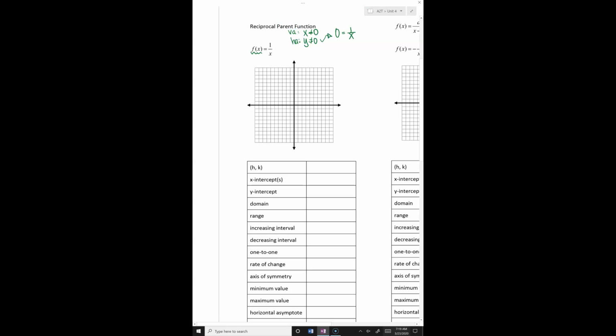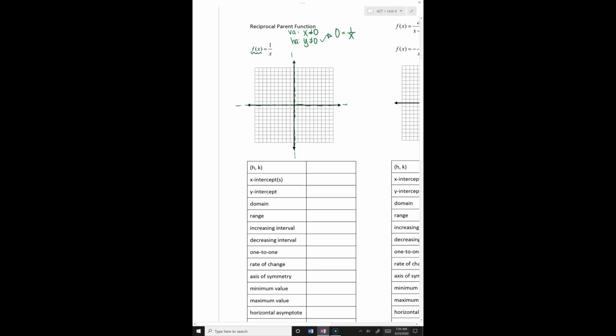We have a vertical asymptote at x equals 0. Asymptotes are drawn as dashed lines, and it's an asymptote because it's an undefined value. Okay, we can't intersect a vertical asymptote ever because it's a value that makes our function undefined. Okay, so we don't exist there. And then a horizontal asymptote at y equals 0.